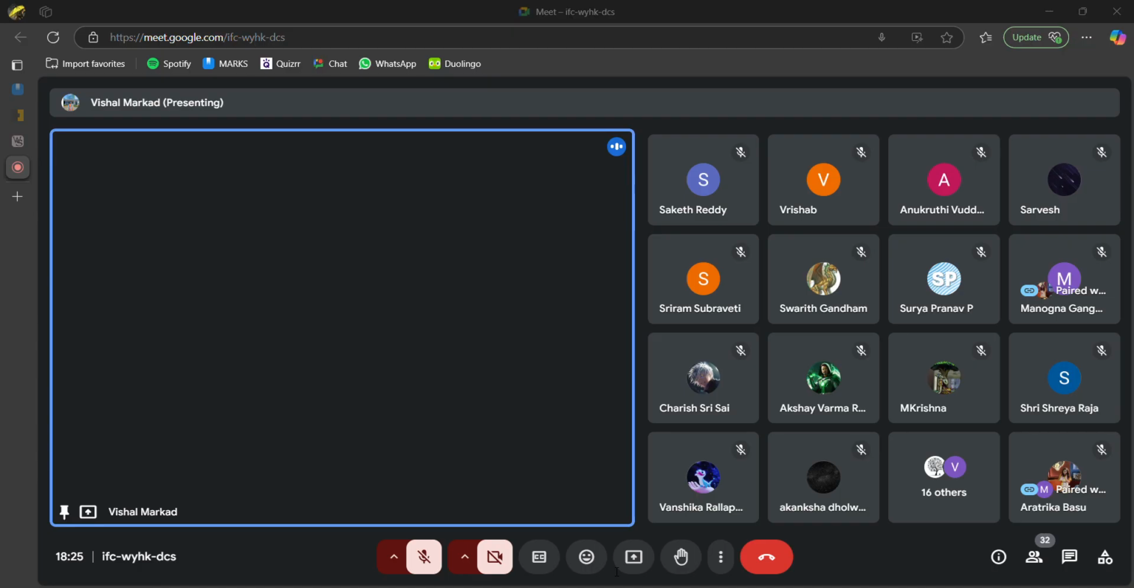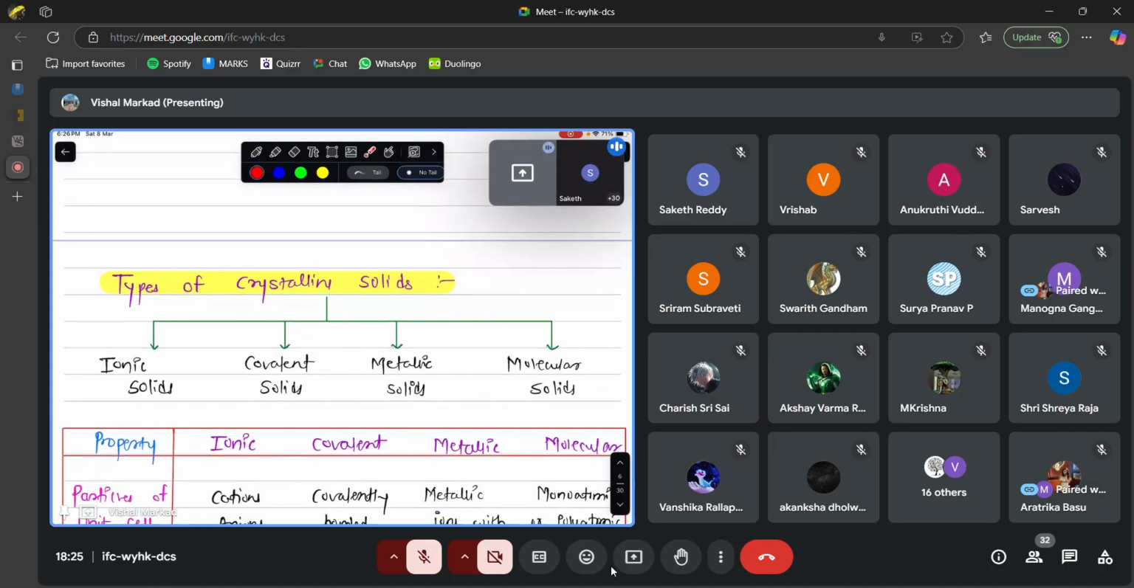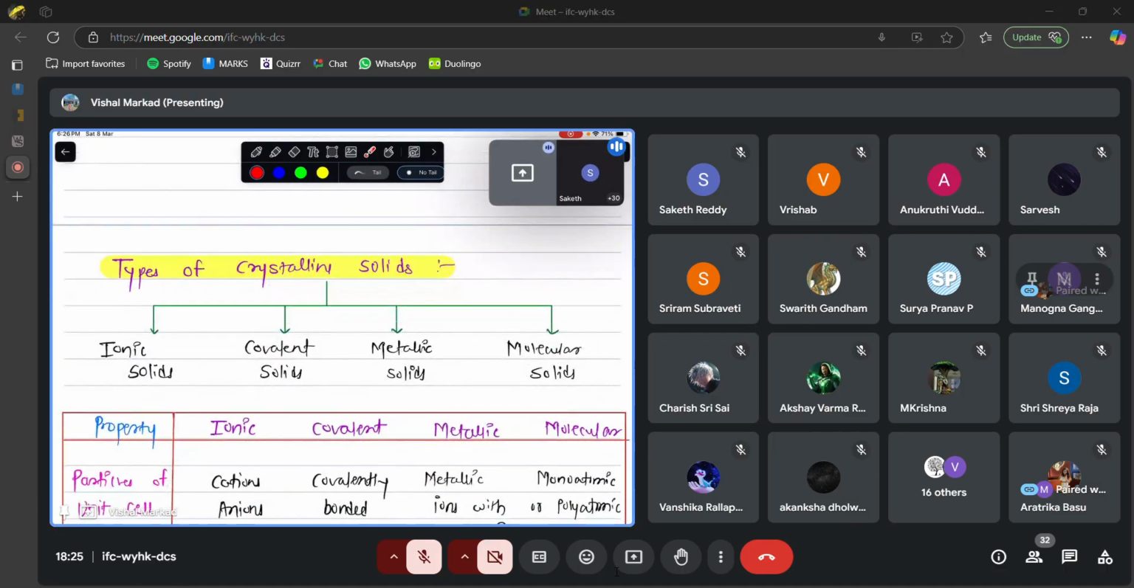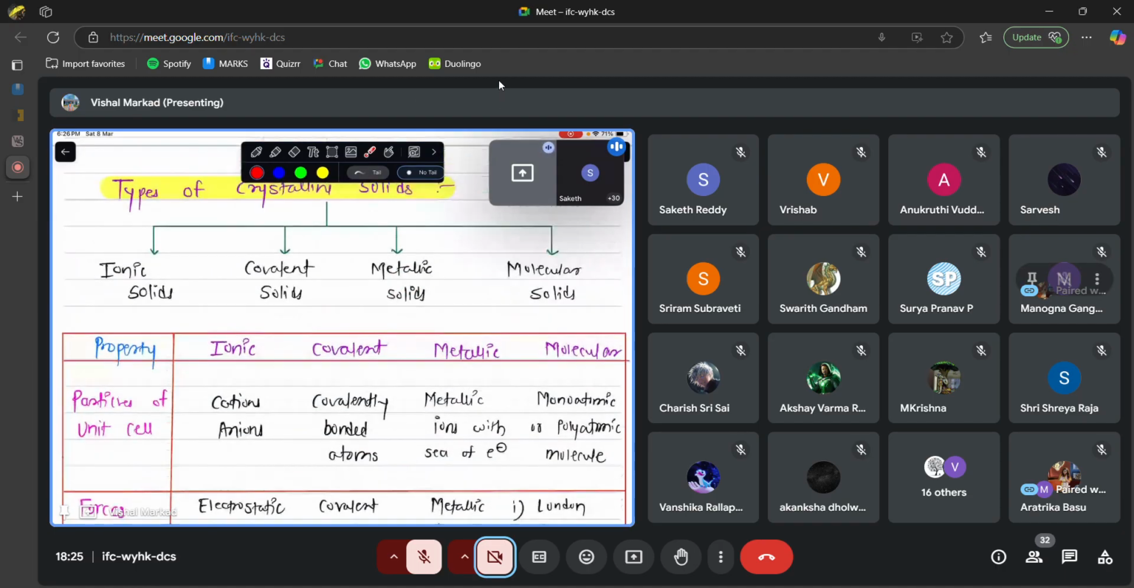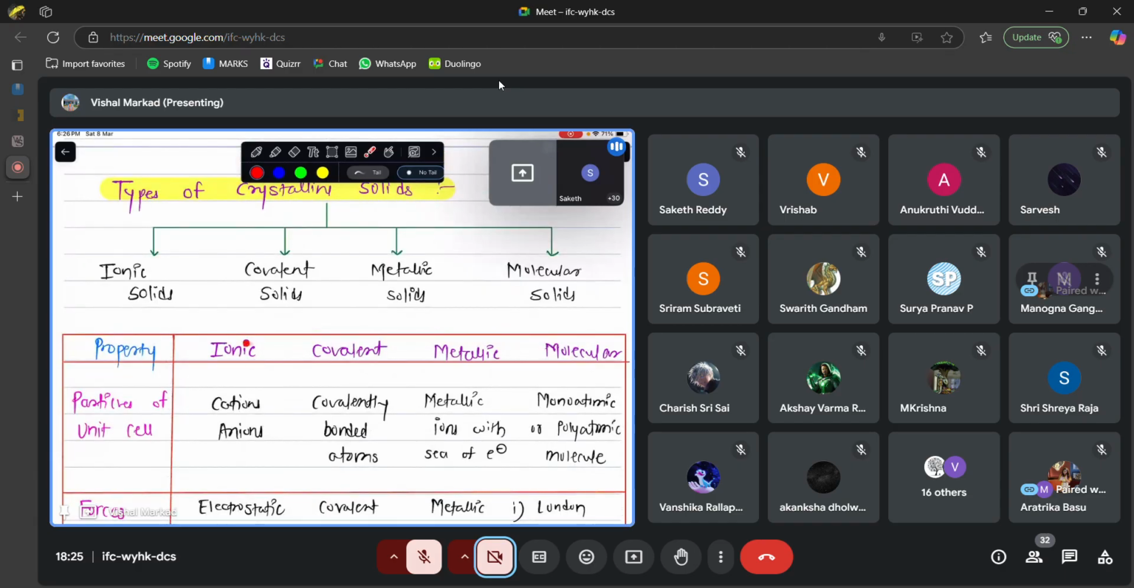Yes, sir. Now, types of crystalline solids. Entire solids are generally classified in different ways. Which types are there? Ionic solid, covalent solid, metallic solid, and molecular solid. We'll study their differences based on their properties. Now in ionic, covalent, metallic, and molecular solids, what are the particles of the unit cell? We'll say. So when I'm talking about ionic solid, let's take an example of NaCl, an ionic compound.